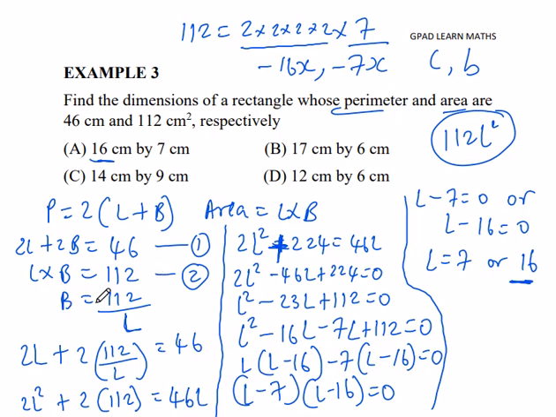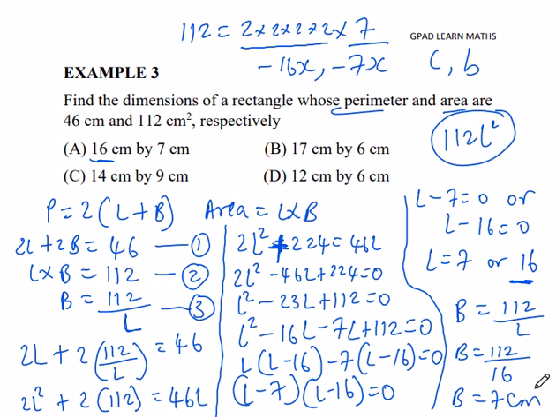I'm going to pick this equation here. Let me just call this equation 3. So using equation 3, B is equal to 112 over L, and this is 112 over 16. And 112 divided by 16 is 7. So the breadth is 7 centimeters and the length is 16 centimeters. So this is the answer, length and breadth. That's option A.